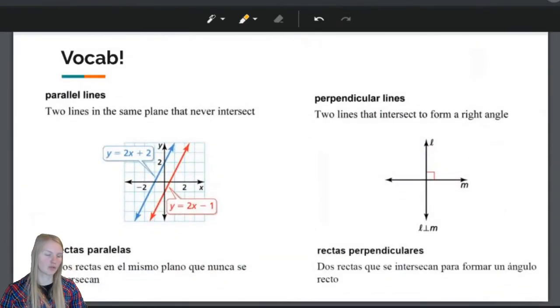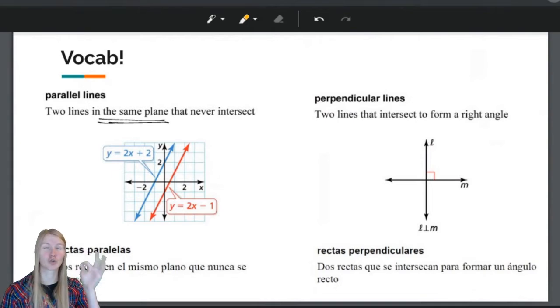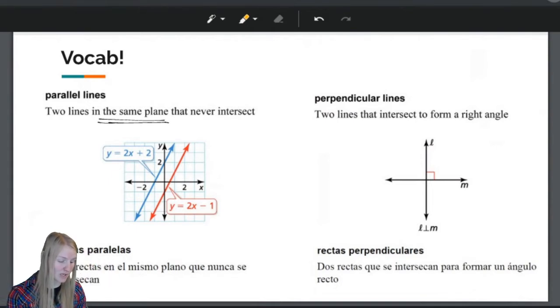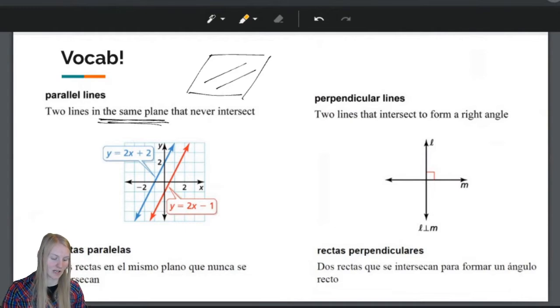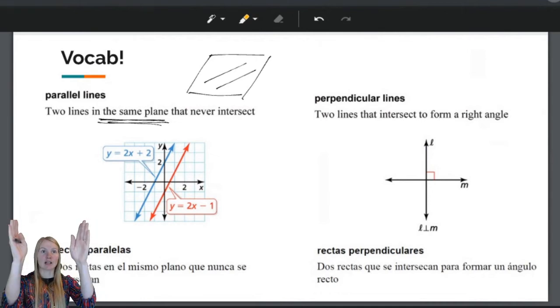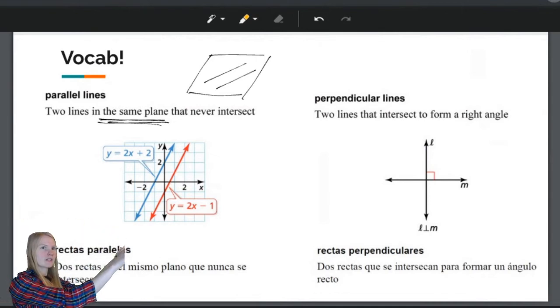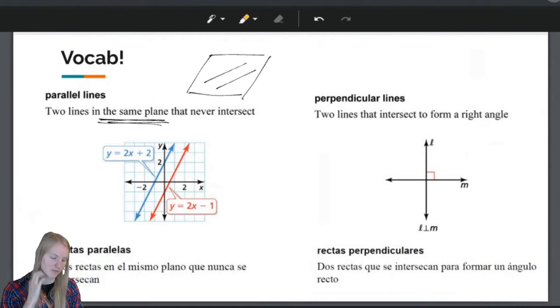These are probably review. Parallel lines: two lines in the same plane. Now this is where the entry task told you to remember section 1.1. That's because parallel lines must be in the same plane. So parallel lines need to lie in the same plane. It's stronger than just never intersecting. Because I can have two lines, right here, they're in the same plane, you can see. But what about this? They never intersect, but they're not parallel because they're not in the same plane.